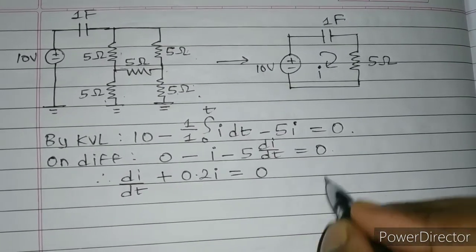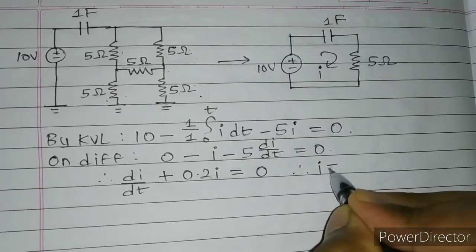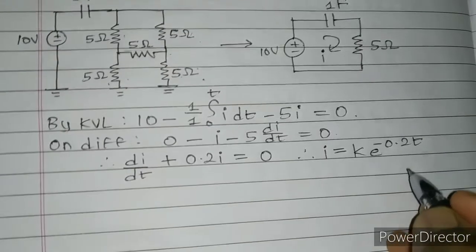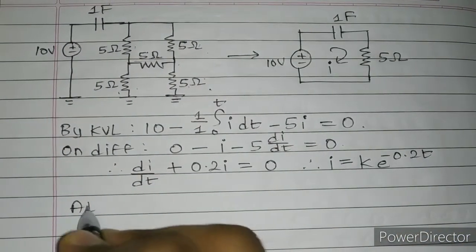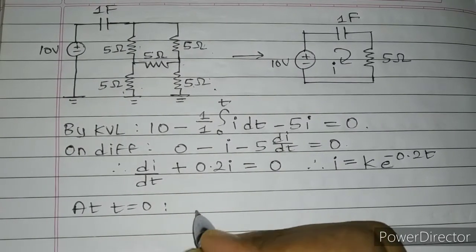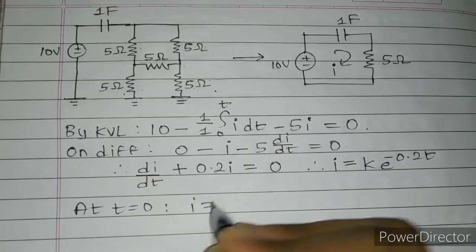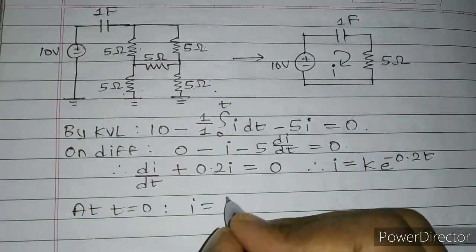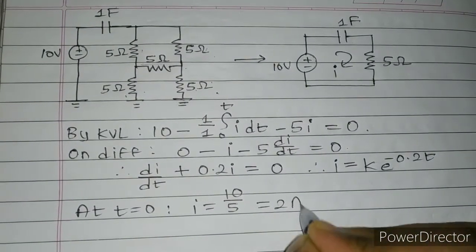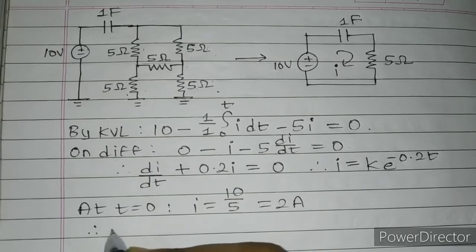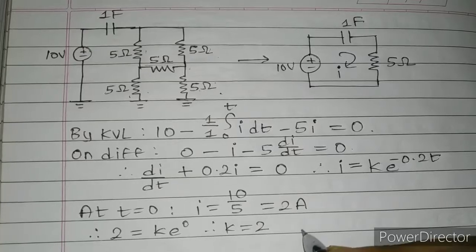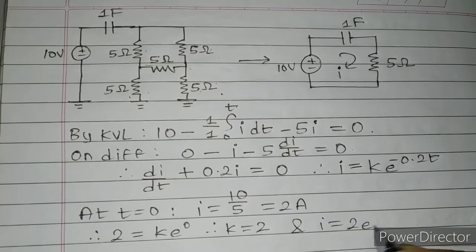So this is a differential equation, and its solution is given by I is equal to k e raised to minus 0.2 t, and the value of k can be found out by putting t equal to 0. At t is equal to 0, I will be 10 upon 5, that is 2 amperes, since the capacitor acts as a short circuit. So 2 is equal to k e raised to 0, therefore k is equal to 2, and the current I is equal to 2 e raised to minus 0.2 t.